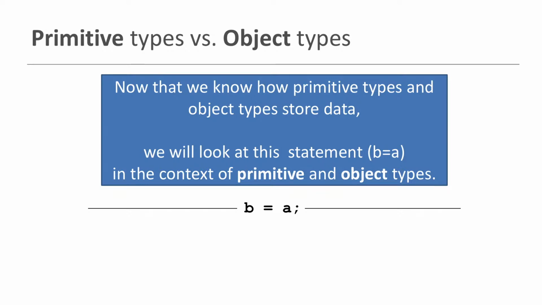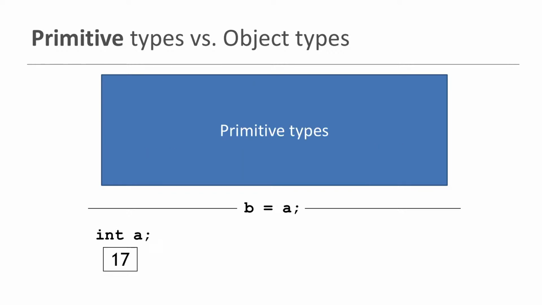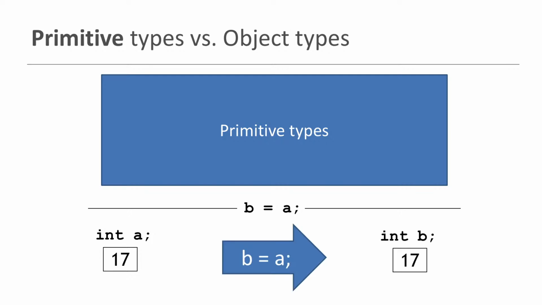Now that we know how primitive types and object types store data, we will look at the statement B is assigned value A in the context of primitive and object types. So if we say B is assigned a value A, and here A is 17 in a box, it's a value in a box. And we want to say B is assigned a value A. B being an integer, we'll just make a copy of that value and store it likewise. So we have 17 in 2 memory locations.